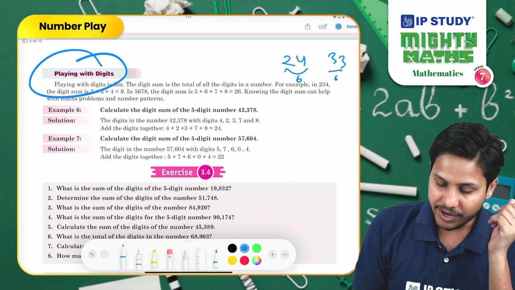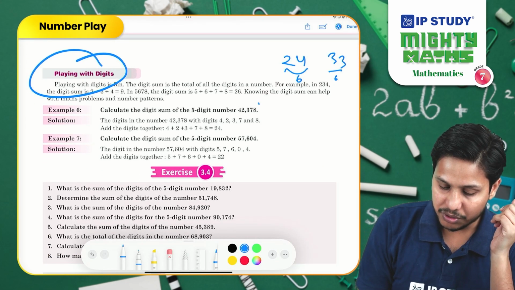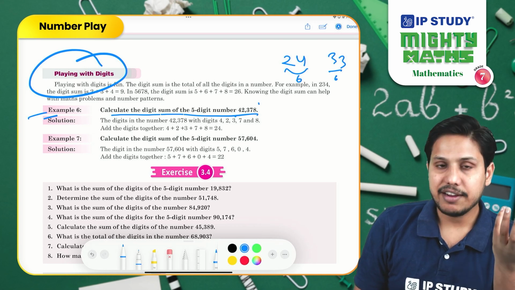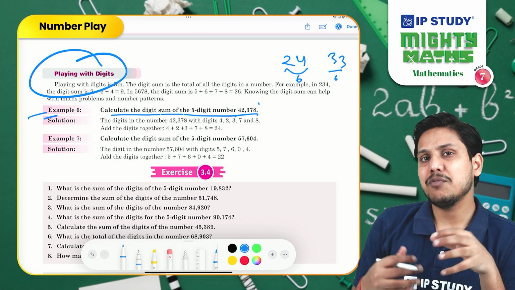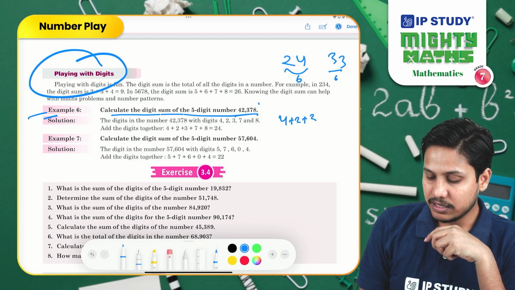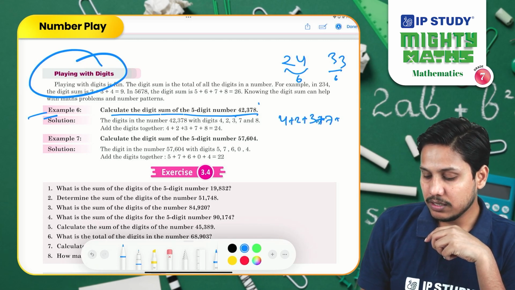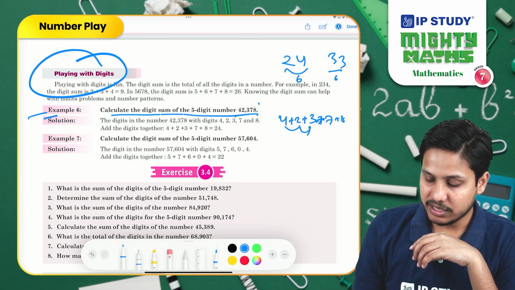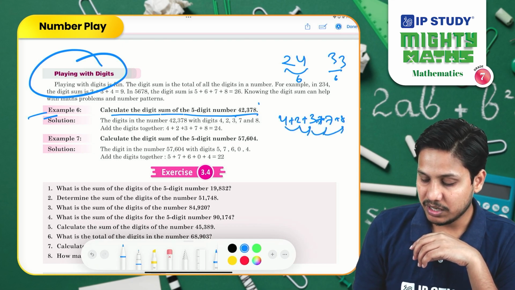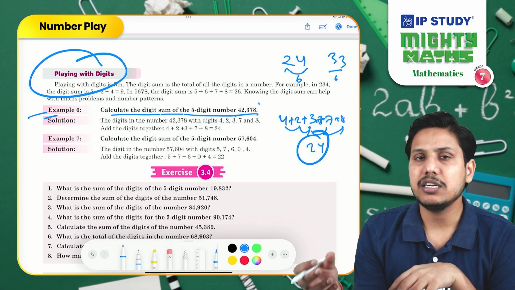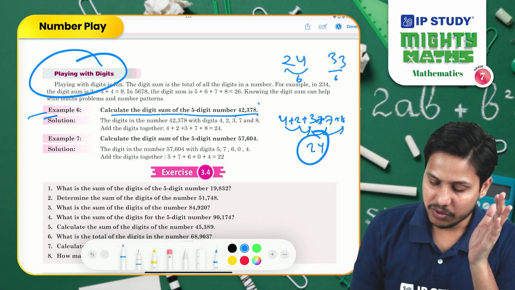Clear, students? Here we have a question which says calculate the digit sum of the 5-digit number 42,378. What we can do is just add these digits and find the sum of the digits. So 4 plus 2 is 6, 6 plus 3 is 9, 9 plus 7 is 16, and plus 8 is 24. So there can be more numbers which result in the same digit sum, that is 24.